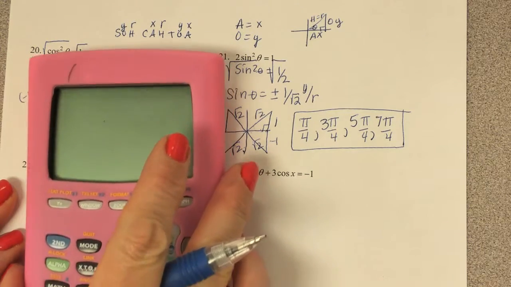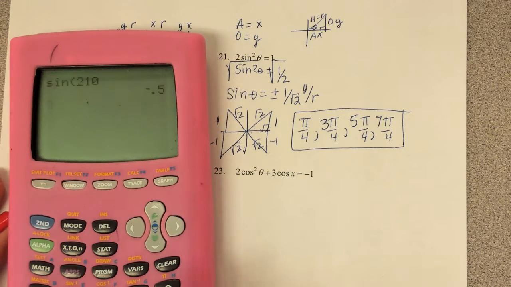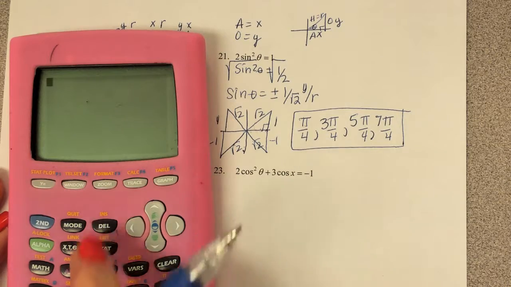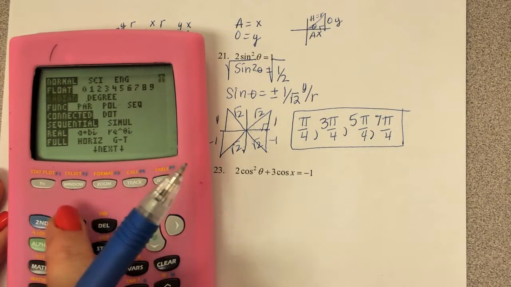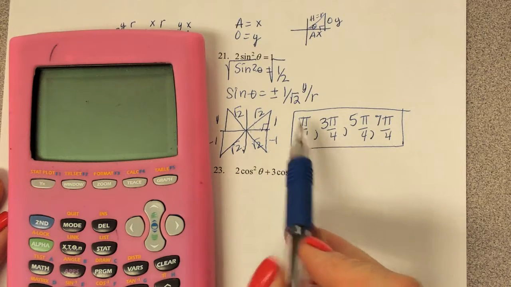Now this is kind of tricky, so I don't want you to follow along, but I just want you to have seen this, how I can check it now. I'm going to check my mode. I'm going to make sure that I'm in radians. And I'm just going to check one of these answers.